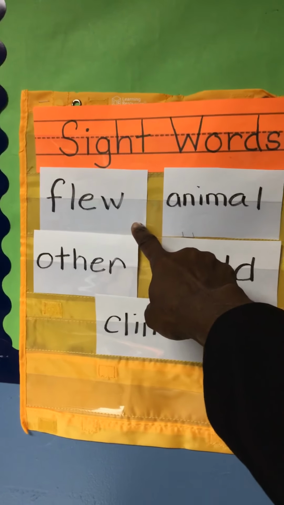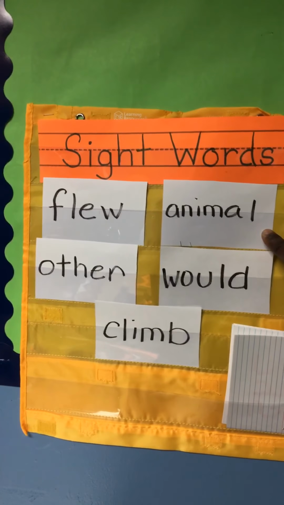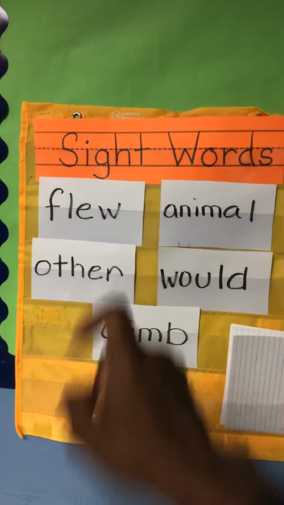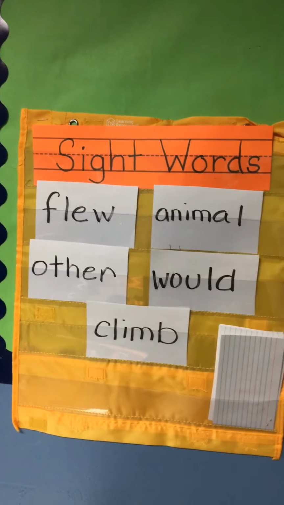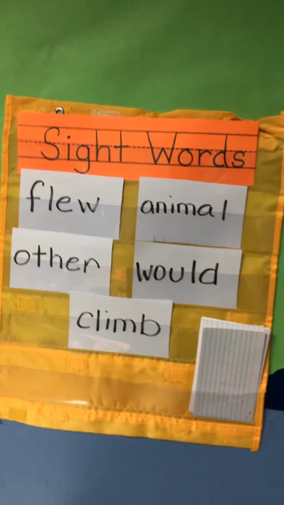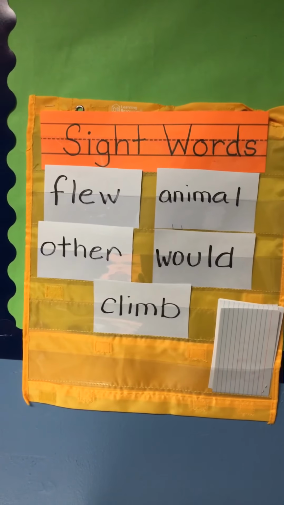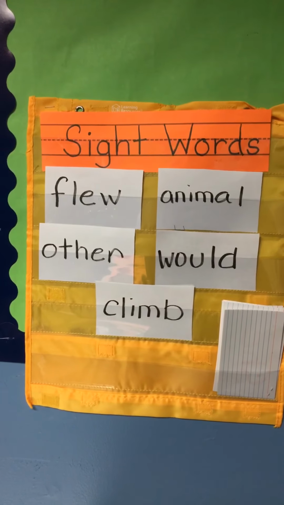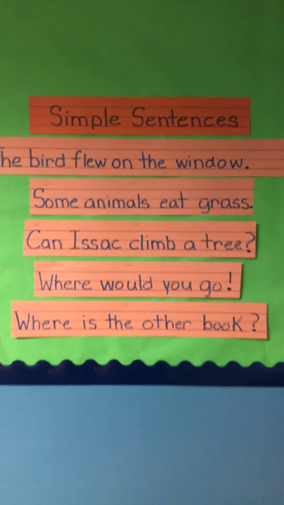Number 1, flew. Please repeat. Number 2, animal. Number 3, other. Number 4, would. And number 5, climb. So let's say them together now. Flew, animal, other, would, climb. Okay, great. Now I would like to do some simple sentences.